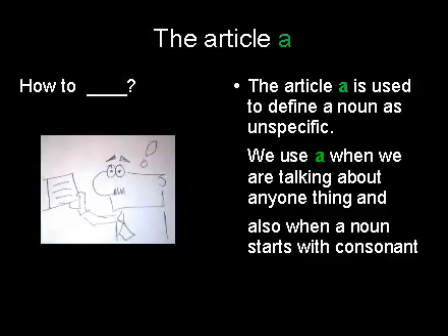This video I'm going to talk about the article a. The article a is used to define a noun as unspecific. How to use the article a? We use a when we are talking about any one thing, and also when a noun starts with a consonant.